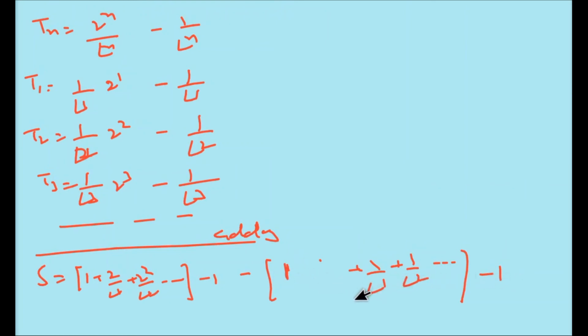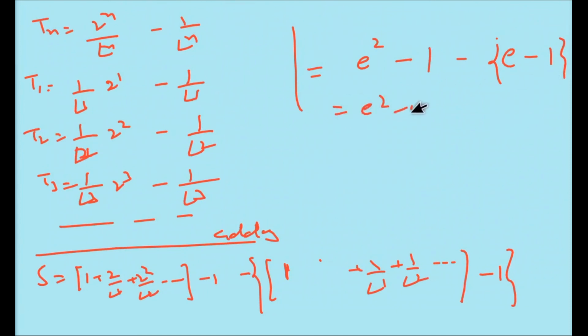So now we get this value: e to the power 2 and this is minus 1, and minus this is e and this is minus 1, and this should be in a bracket. So what do we get? e square minus 1 minus e plus 1. So we got e square minus e. That is your answer. Okay, student.